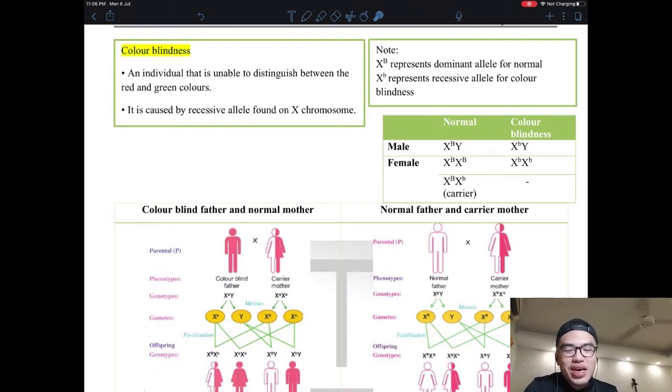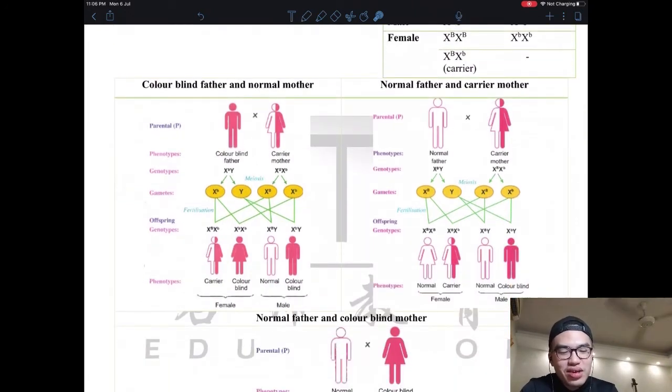Okay, so same case here. If a colorblind father and a carrier mother, if the father is colorblind, for sure he's X small b. If the mother is a carrier, for sure she is X big B, X small b. Okay, and then meiosis, the father will have half the sperm X small b, half the sperm Y, and then the mother, half the ovum is X big B, half the ovum is X small b. Okay, so 1 3, 1 4, 2 3, 2 4.